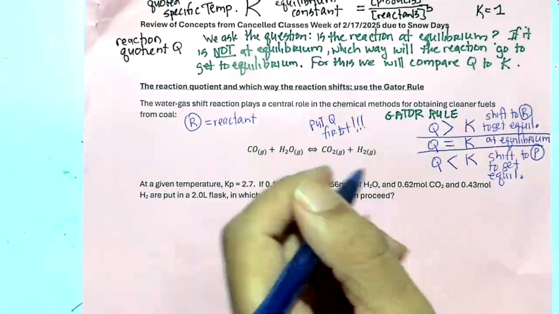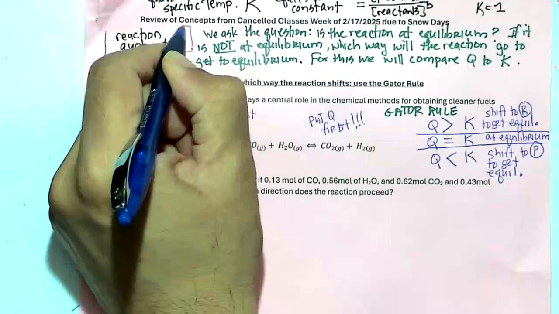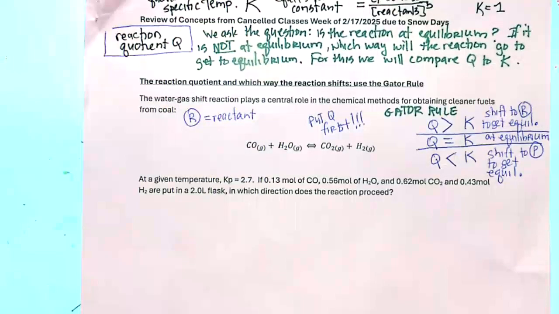So this Q versus K, Q is called the reaction quotient, tells us where it will go to get to equilibrium. This was the whole idea behind the lab that we did Monday and Tuesday. If a reaction is at equilibrium and you disturb it, it's going to shift back to where it originally was. Maybe the reaction was here, you disturb it, it will go back to here. So wherever it goes to get back to the original equilibrium, that's the purpose of using Q.